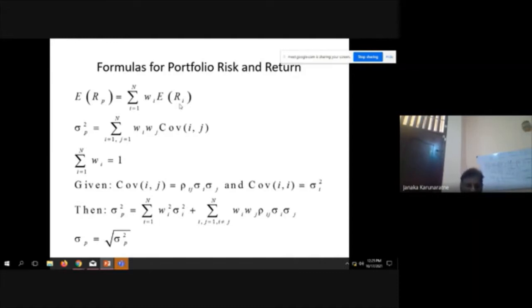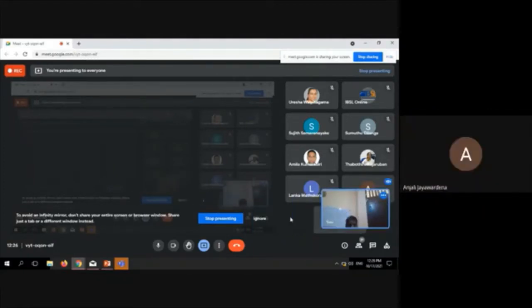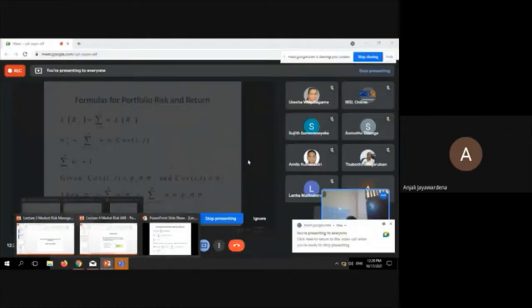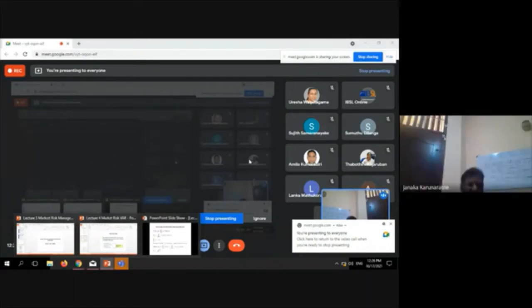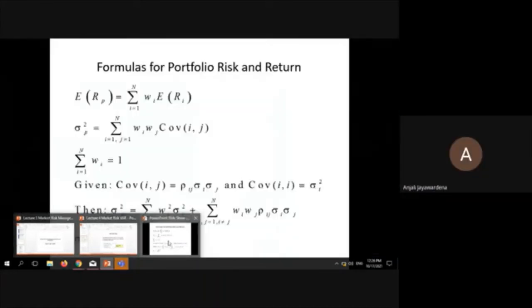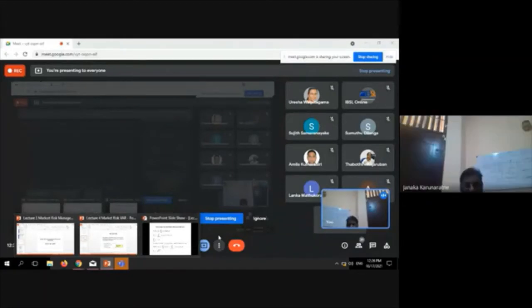Anyone? Simple. Can anyone tell? 0.25 into 10% plus 0.75 into 5%. Okay, how much? You said the first part correct, but not the final number. You get partial points, not the final answer.